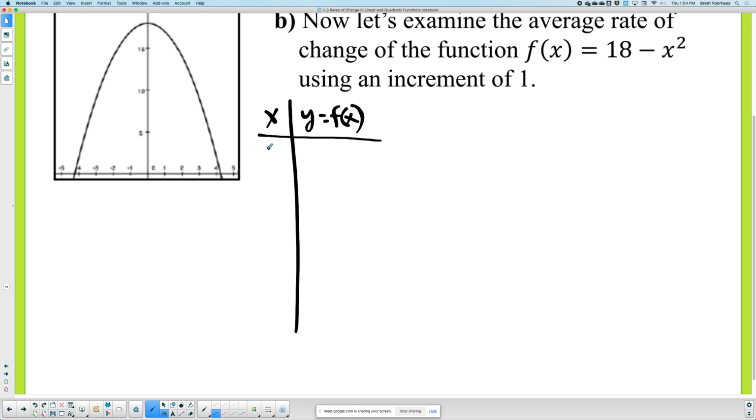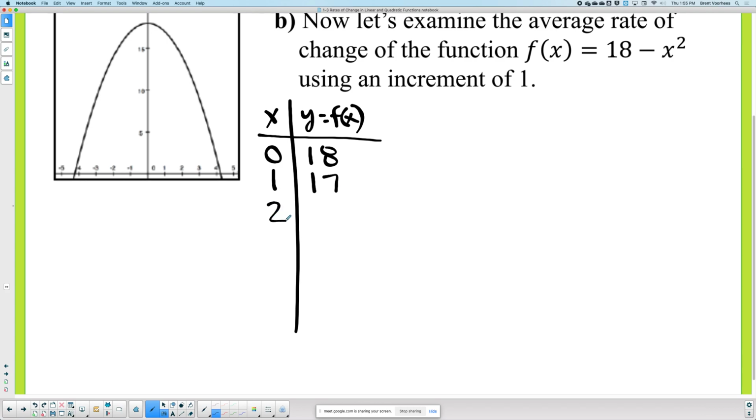I started at 0 last time. I'm going to start at 0 again. Let's find f of 0. So we know 0 squared from earlier is 0. What's 18 minus 0? 18. Good. Now an x of 1. We already found on the last problem, you can just kind of look across. What was 1 squared? 1. So 18 minus 1 is 17.